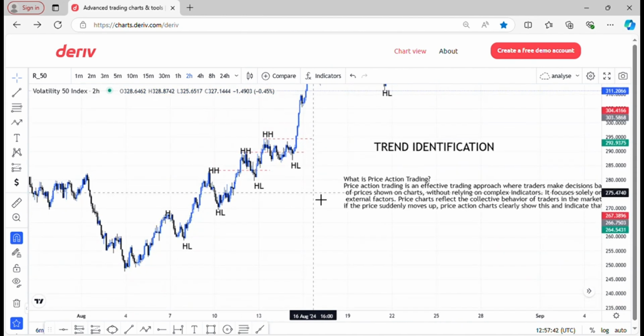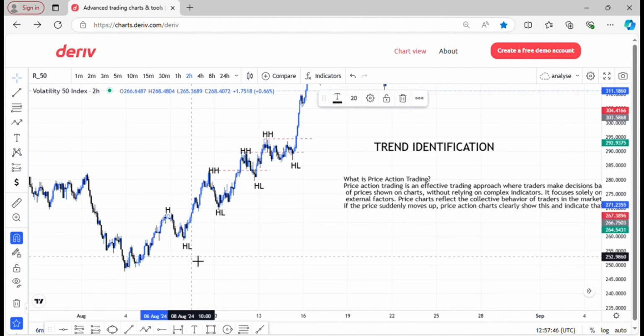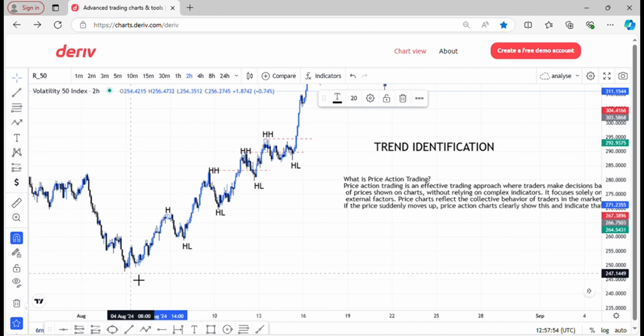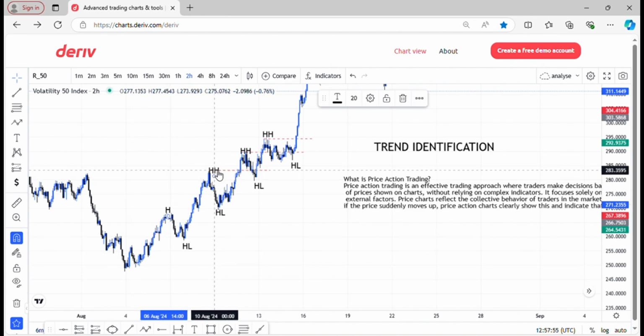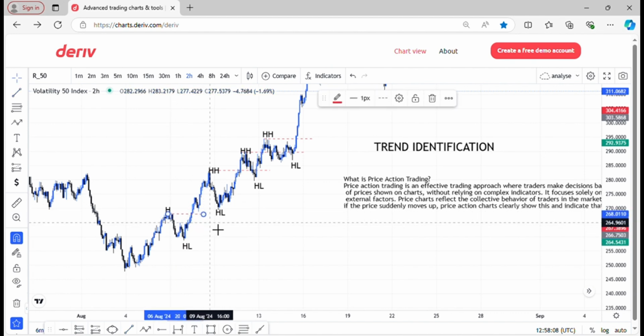So basically, this is our high here. The market created a high, and it came here. It created a higher low, because this low is higher than the low here. We have a higher high here, after it broke structure. We'll call this a break of structure. Yes, there's a break of structure here.